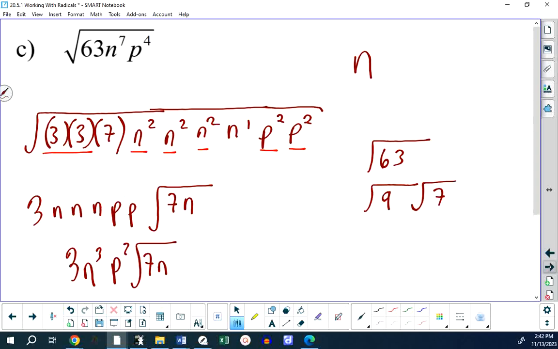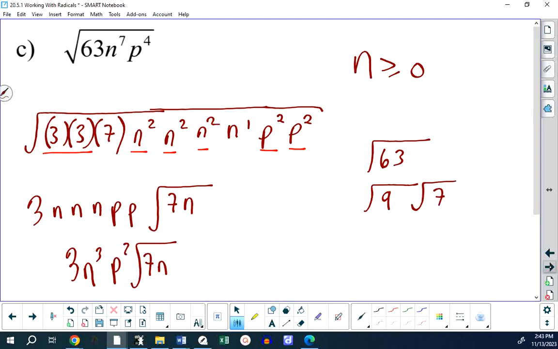Can n be negative? No, because then you would have a negative number raised to the 7, which will be a negative number, and you're going to take the square root of it. Not allowed that. So n must be greater than or equal to 0.